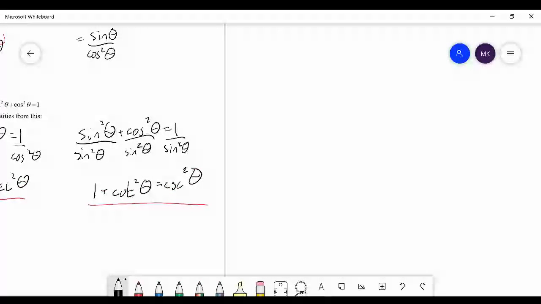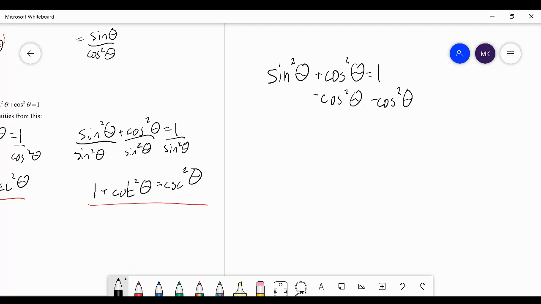Okay, so our sine squared theta plus cosine squared theta equals 1. I could subtract cosine squared theta. Okay, all right, that cancels out. I'm left with sine squared theta equals 1 minus cosine squared theta. So the cool thing about that, and we can do an exactly similar process to give us the equation cosine squared theta equals 1 minus sine squared theta.